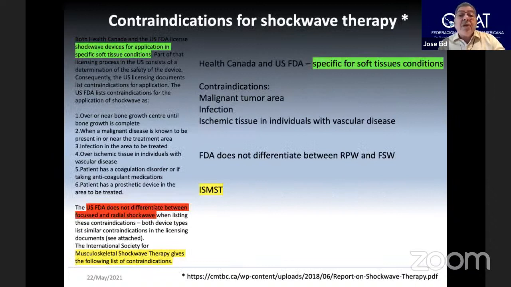And sometimes you have some websites that speak the truth. So for instance, here, we know that when we talk about the shockwave approved by the FDA, there are specific conditions for soft tissues and a specific device. So this is very important for us to know. Unfortunately, FDA does not differentiate between radial pressure wave and focused shockwave. And fortunately, with the ISMST, you can see that many websites are introducing our consensus and our information.